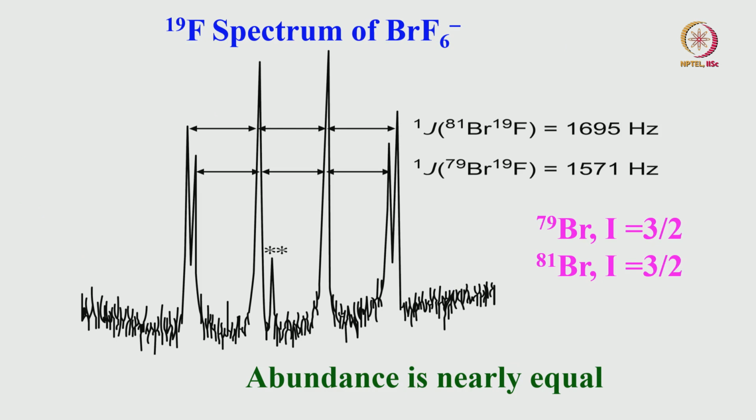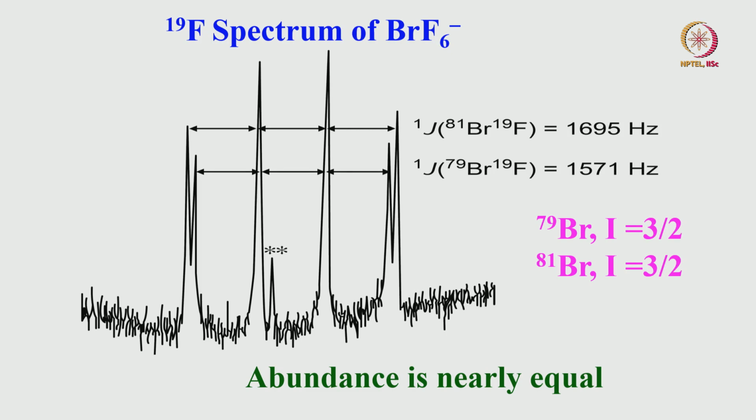Of course, we can also have bromine. There it was boron, now it is bromine. Bromine has two isotopes, 79 and 81, and interestingly both of them are of nearly equal abundance, 49.5 and 50.5, and both are spin 3/2 nuclei. Now in this case what will happen? You will get 4 lines of equal intensity. Both bromine 81 and bromine 79 will split fluorine into 4 lines of equal intensity, equal not only among themselves but also between the bromine 81 and bromine 79 couplings.